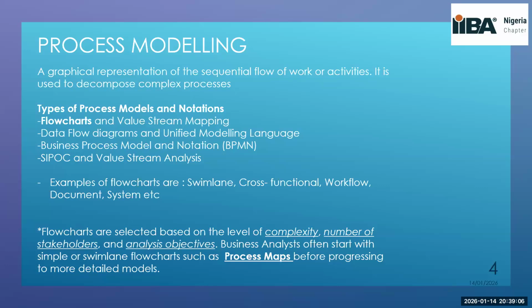And in process mapping, when you're talking about flowcharts, number one, I said it is used to decompose complex processes. You have to consider the number of stakeholders involved, the number of participants involved, and what is the main objective of your analysis. You need to consider all that before you decide whether you want to go for flowcharts or business process model notation or any other types of models. But tonight we'll be looking at flowcharts, which is process mapping.